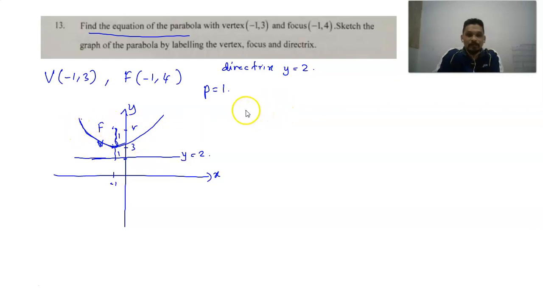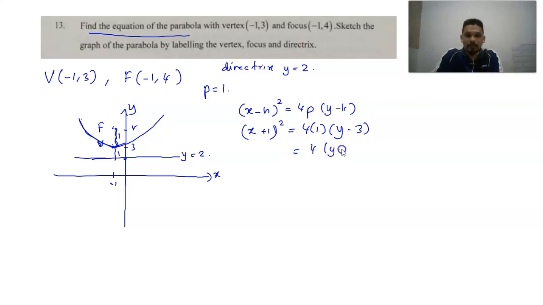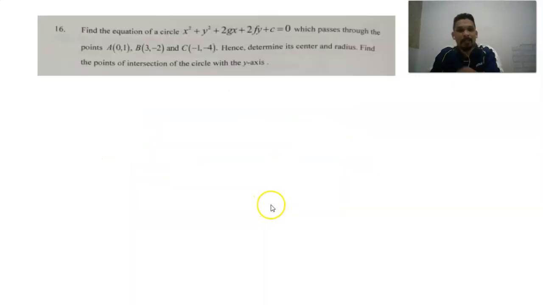Find the equation of the parabola. So this is the equation: x minus h squared equals 4p times y minus k. The vertex is negative 1, 3, so x minus negative 1, x plus 1 squared, equals 4 times p, where p equals 1, times y minus 3. So it is 4 times y minus 3 equals x plus 1 squared. There you go. Sketch the graph by labeling the vertex, focus and directrix. There you go. So simple.